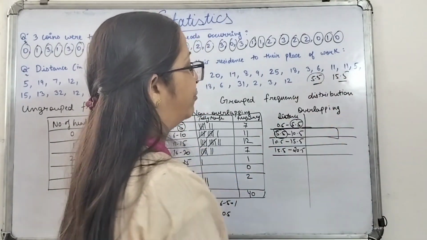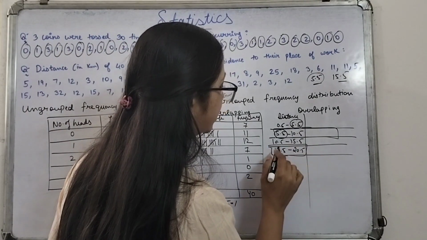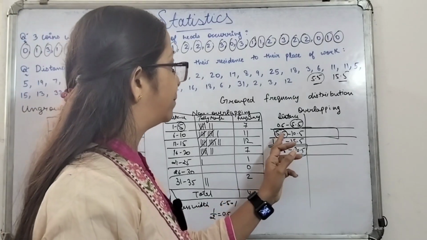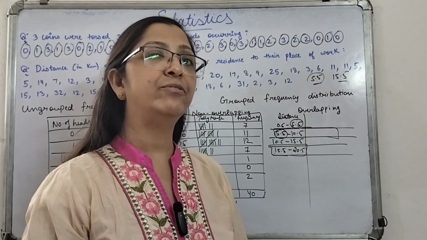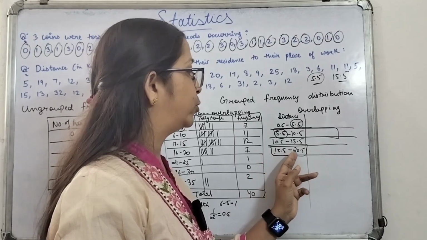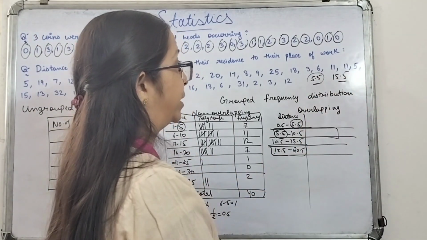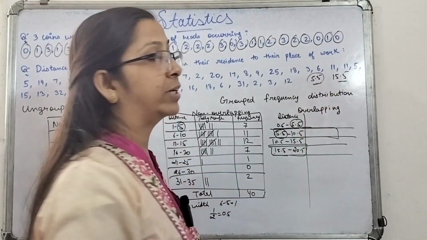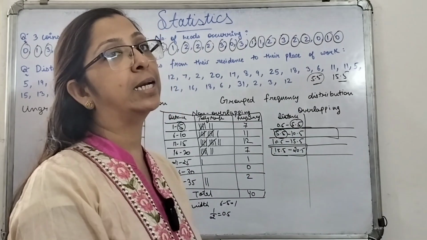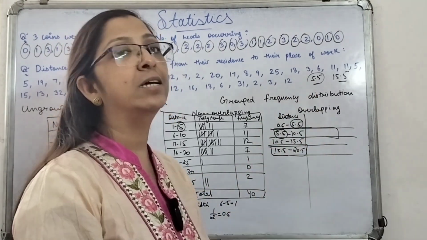Similarly, 15.5 will be part of this class interval, because in this class interval the lower limit is 15.5. It will not be part of the 10.5 to 15.5 class interval, because we will take it in the 15.5 to 20.5 class interval. So whenever these types of numbers come, they will always be part of the class interval which has this number as its lower class limit. That will be the class interval in which we include these values.